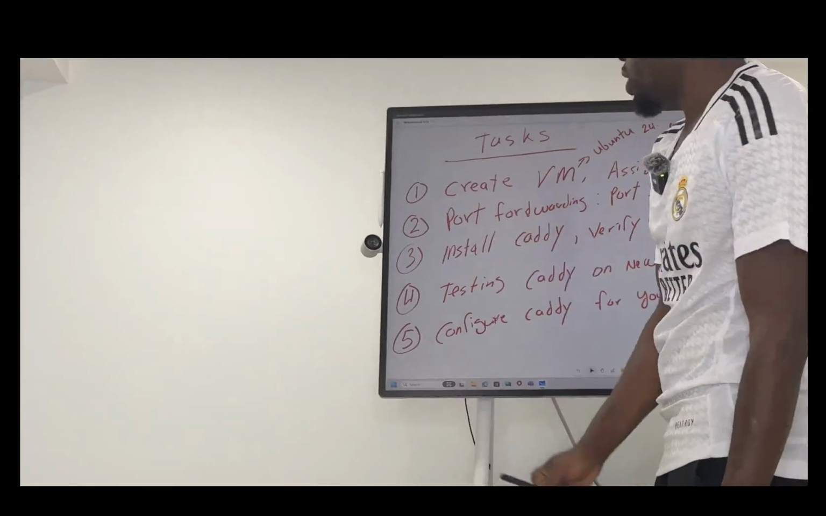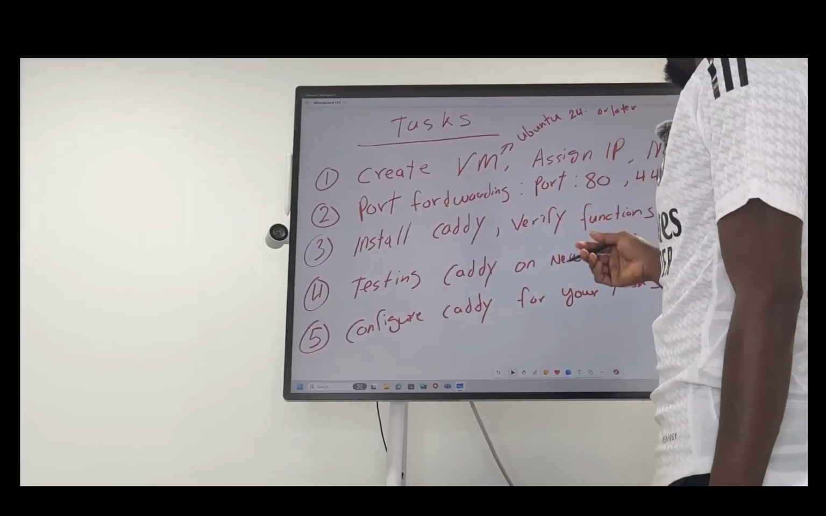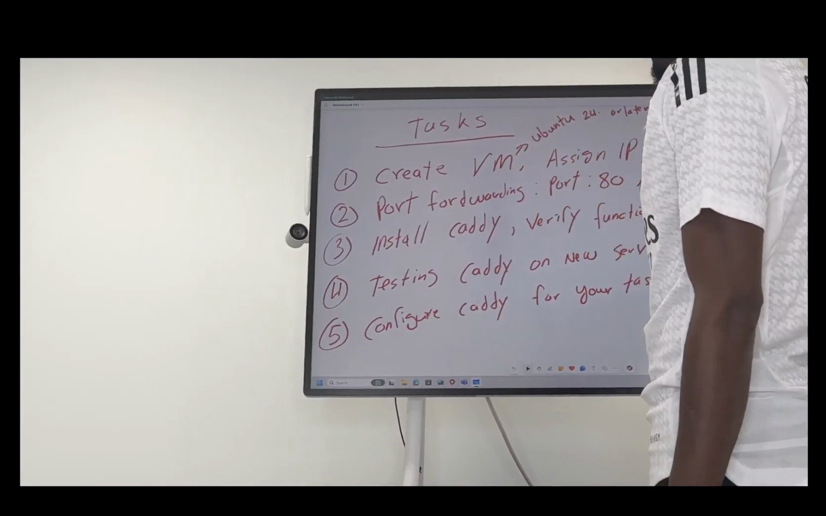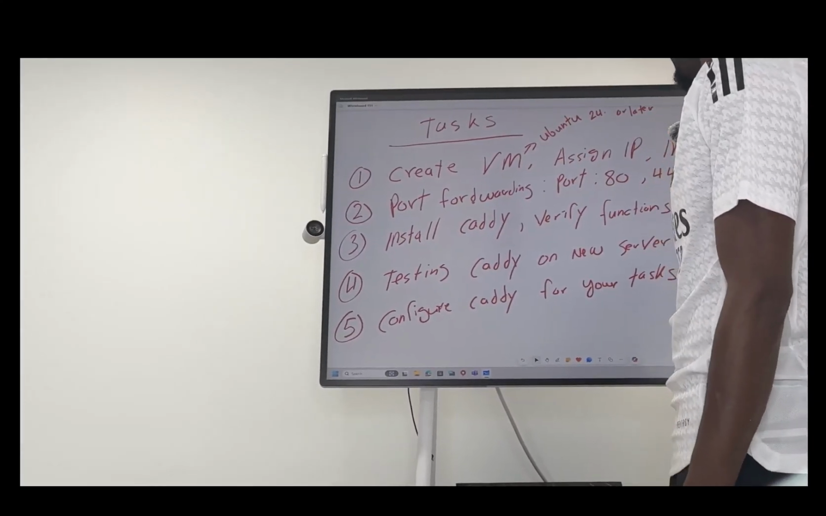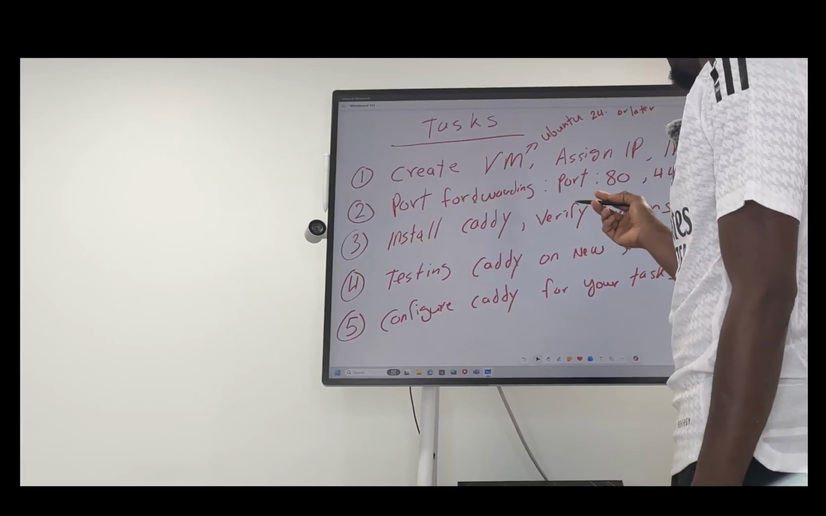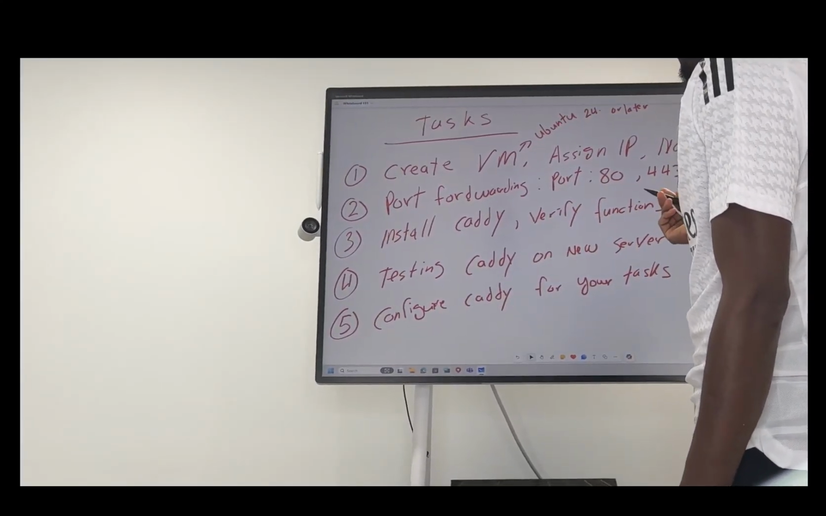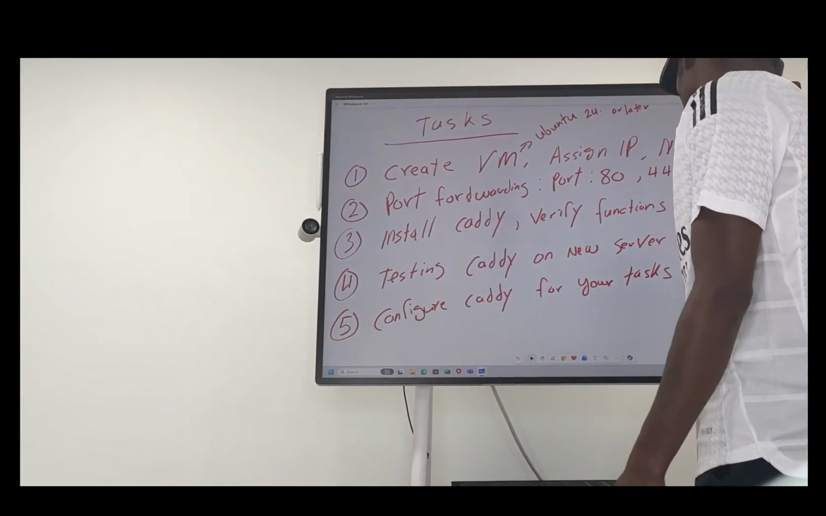Okay, so that's what we're going to be doing. So this is the steps. One, we're going to create a Ubuntu VM, port forwarding. In this case, we're going to do port forwarding for 80 and 443. Install Caddy, verify functions, testing Caddy on a new server, configuring Caddy for our task. So in this case, websites, you know.